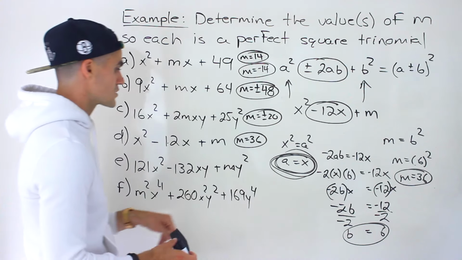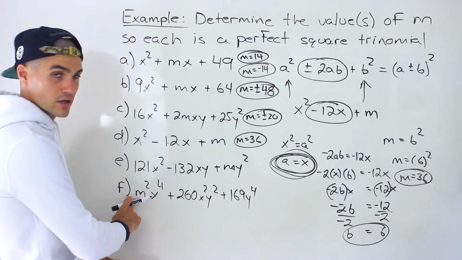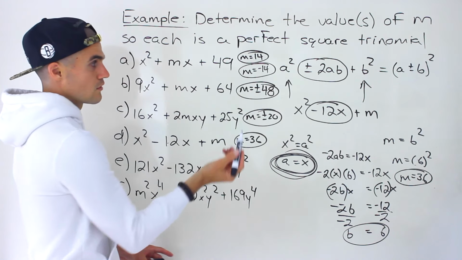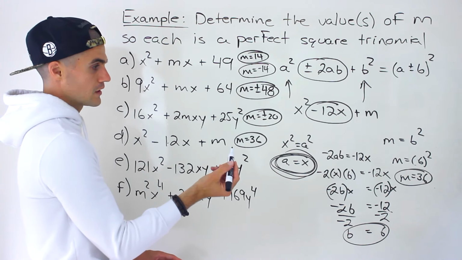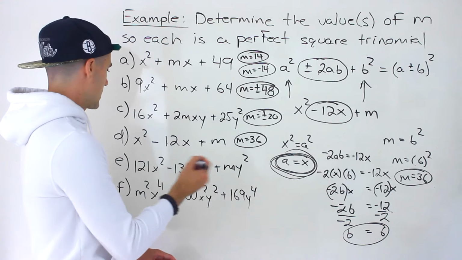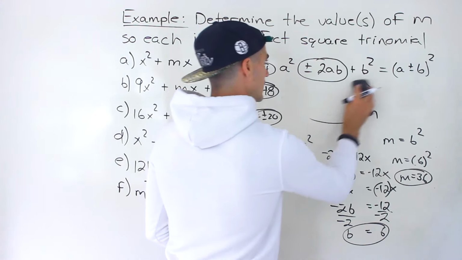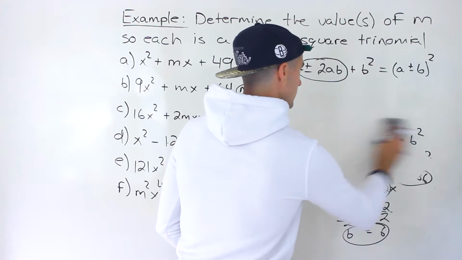For part E, we're going to solve for the b value, but then in part F, we're going to solve for the a value, and then we just relate it to that part of the formula that we're looking for. Okay, so let's try part E. It's very similar. Let me erase all of this so we're not getting confused.